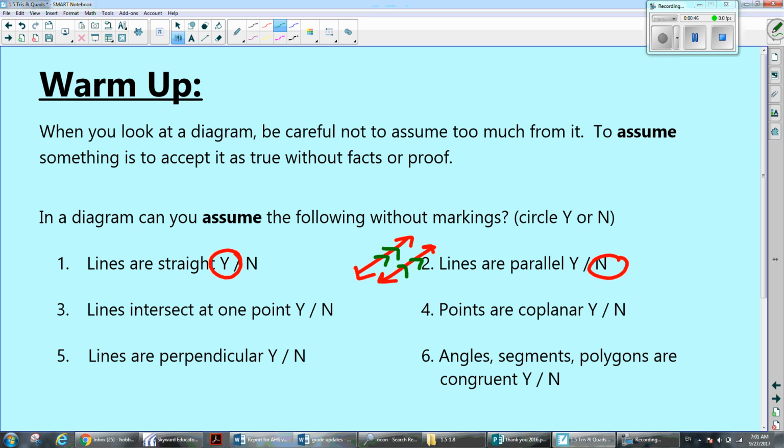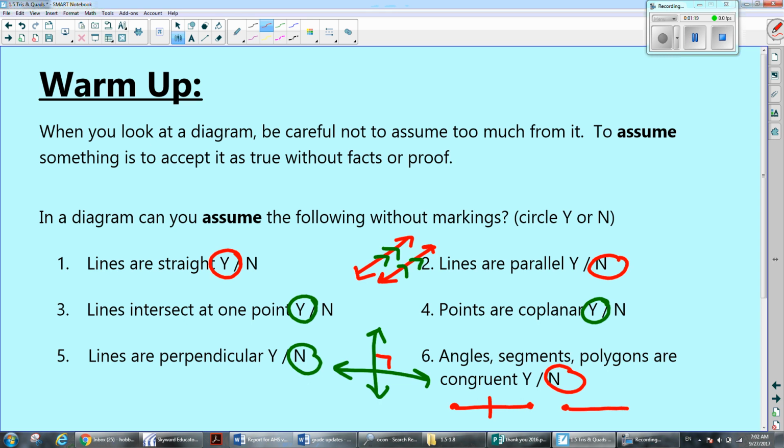Lines intersect at one point. There's no special markings for that. That point's our complainer. We can assume that they're all on the same plane when you draw them. Lines are perpendicular. We cannot assume that. If we have perpendicular lines, we have to make sure that we show that they're crossing at 90 degrees, that they form a right angle. And any angles, segments, and polygons are congruent. Even though they look congruent, we can't assume that. So we have to mark in things that are congruent. The same amount of tick marks.